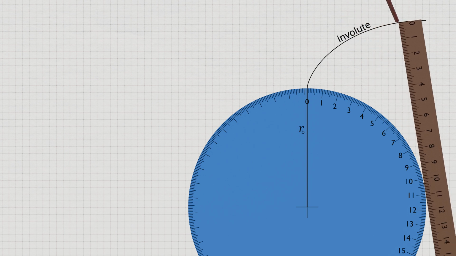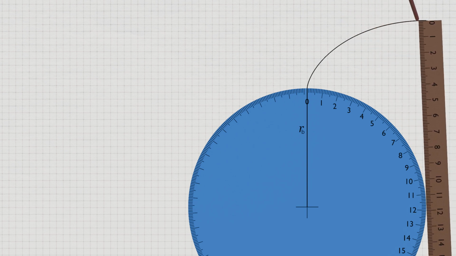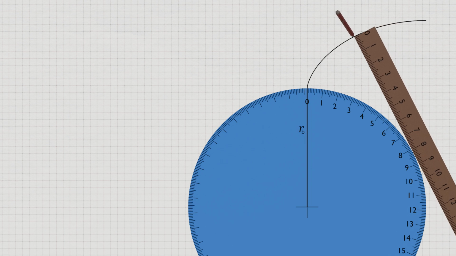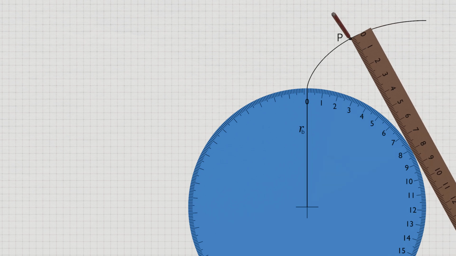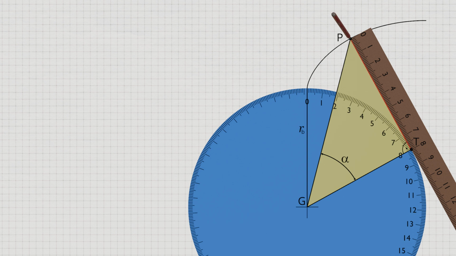The illustration shows the involute to the base circle with a radius RB. A point P on this involute can be clearly described by the angle alpha shown. This involute angle is the angle between the straight line GP and the straight line GT. The point G corresponds to the center of the base circle and T to the tangent point on the base circle. The length of the distance TP corresponds to the radius of curvature of the involute at point P.